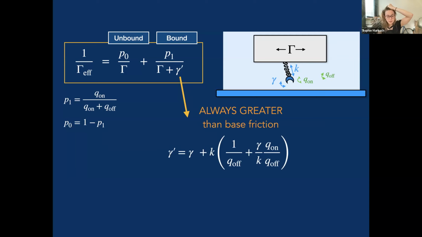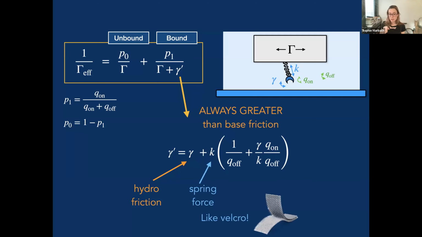So in this little gamma prime, what is there? There's the hydrodynamic friction of the little spring that feeds into this bound state. And then there are recoil terms associated with the spring recoil force characterized by the spring constant K. And basically, you can think of it a little bit like Velcro. When you're bound with Velcro, it's very hard to move across the Velcro. So basically, my spring exerts a friction associated with being bound.